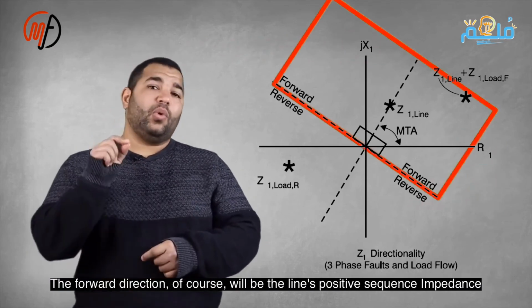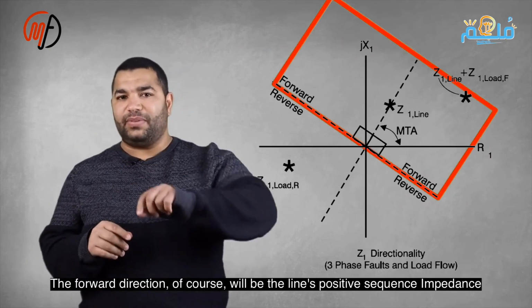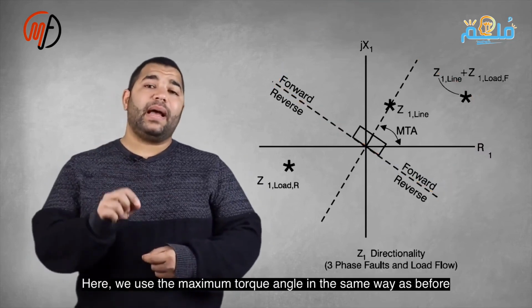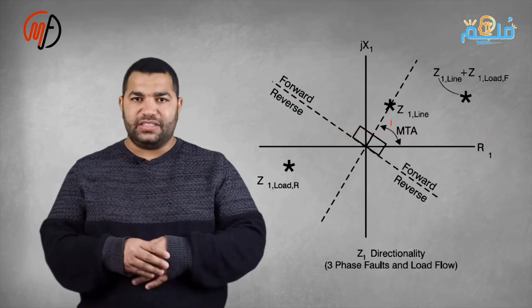We use the maximum torque angle, rotating counterclockwise from the R-axis, to measure the positive sequence impedance angle. If this angle is between plus 90 and minus 90 degrees relative to the maximum torque angle, it is in the forward zone. If it passes 180 degrees, it is in the reverse zone.